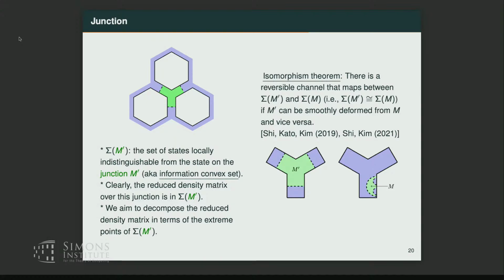So a non-trivial fact is that for any two regions, let's say M prime and M, which can be smoothly deformed into each other, there is such a reversible channel that maps one set to the other. One way to think about this is to remember that we have these little Petz maps. You can imagine applying these Petz maps to grow your system, and then you can take the partial trace to reduce your system. Basically, what is going on between these two is that you're applying these sequences of Petz maps and partial traces.